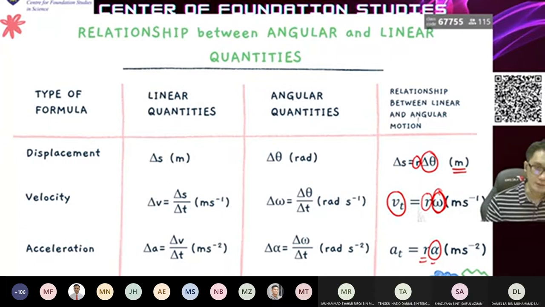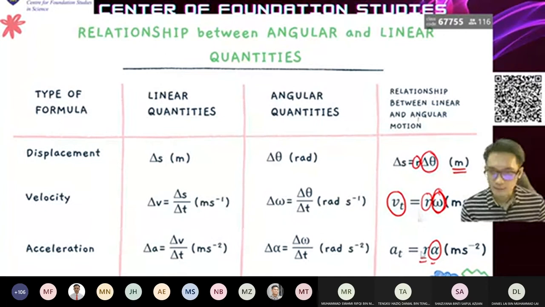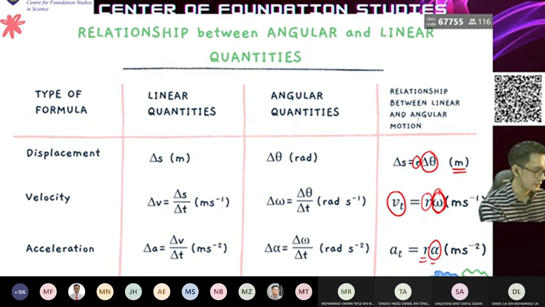And in an equation, if you get an equation, the way to know whether the quantity is linear or angular is you just look at the unit itself. So if it is radian per second squared, then that is all angular quantities. And for linear quantities, it is this one in SI unit. Wait a moment.